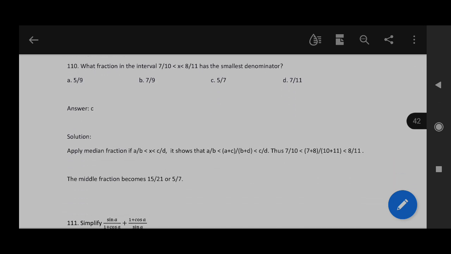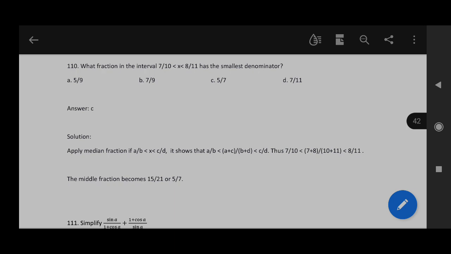Next, problem 110. What fraction in the interval 7 over 10 is less than x is less than 8 over 11 has the smallest denominator? The answer there is letter C, 5 over 7. Looksfam that, letter C, 5 over 7.